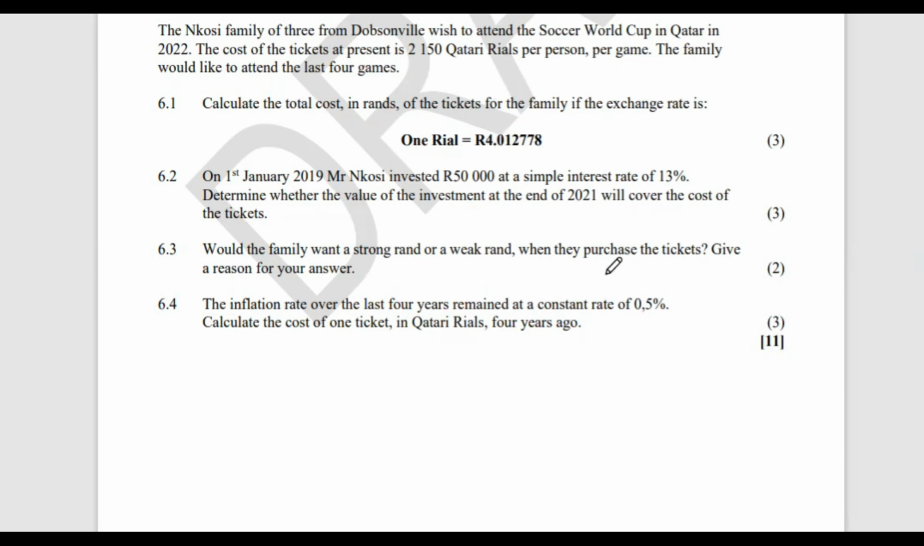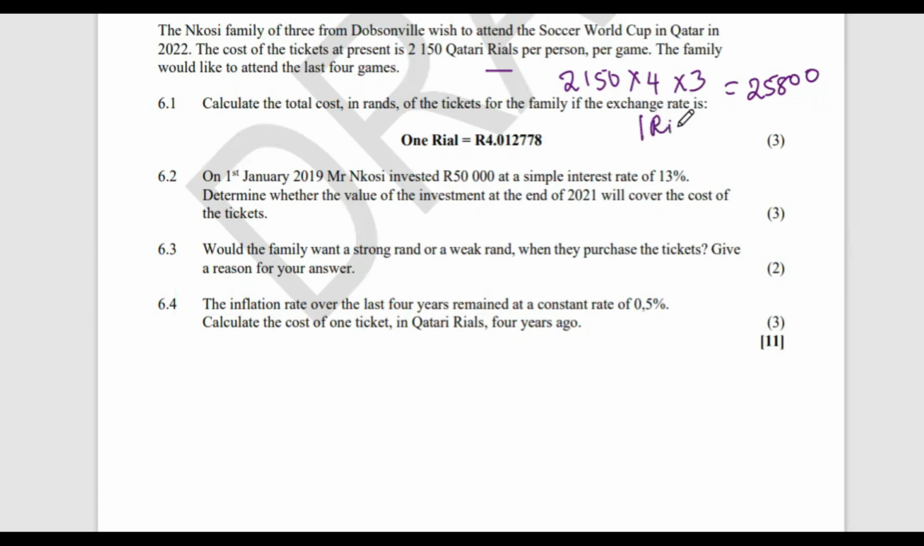Now, if it is 2,150 multiplied by the number of people, how many people in the family? The Nkosi family of 3. Multiplied by the 4 games they want to attend. So 3 people multiplied by 4. What we end up with? 2,150 times 4 times 3. That becomes 25,800. 25,800 Qatar riyals.